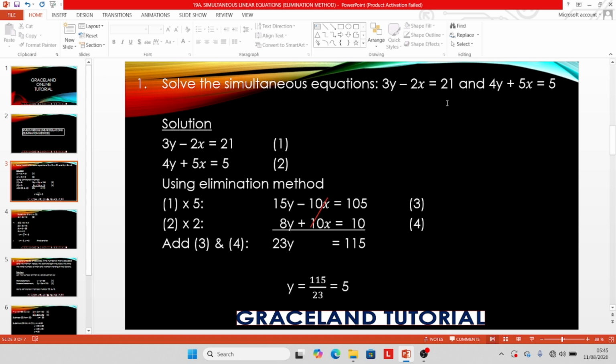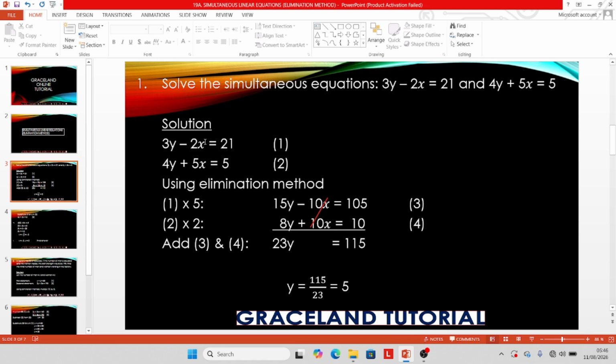Now, in solving these equations, it is very easy. What you have to do is take the first equation, 3y minus 2x is equal to 21, to be equation 1, and 4y plus 5x is equal to 5 to be equation 2. Using the elimination method, you will need to determine whether you want to eliminate y or eliminate x. In this lesson today, I'm going to eliminate x first.